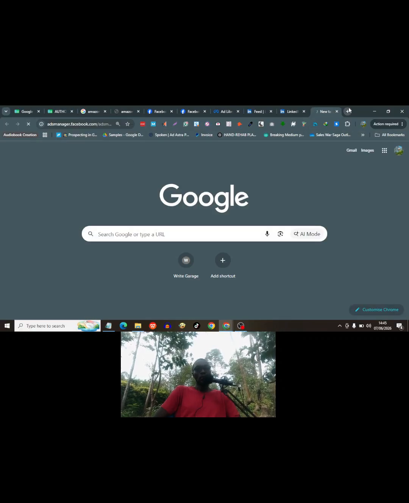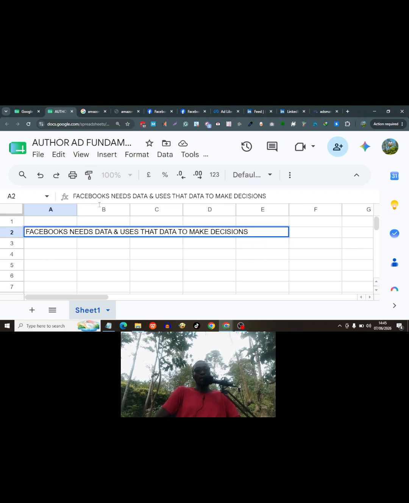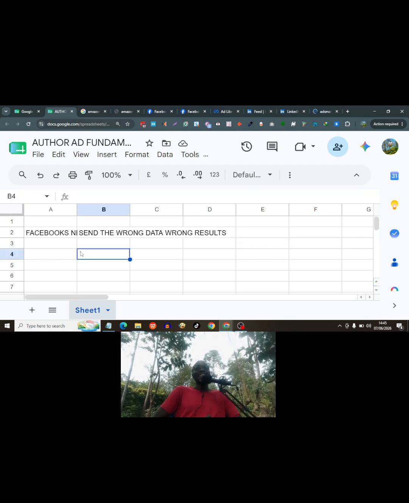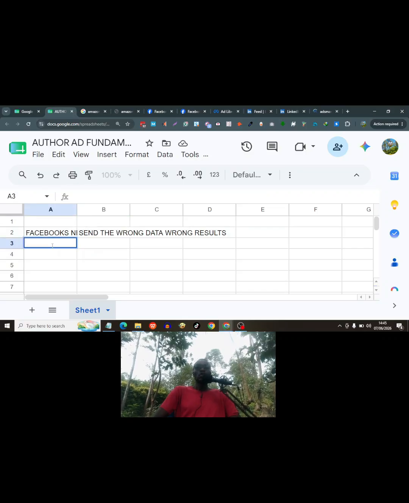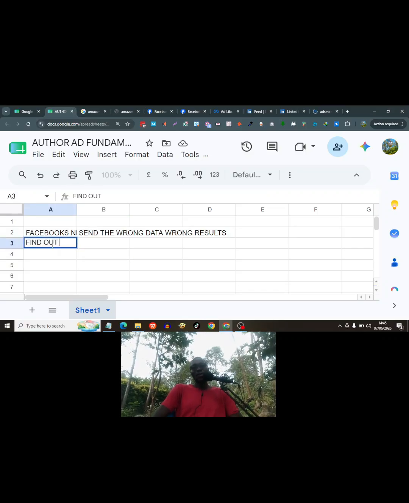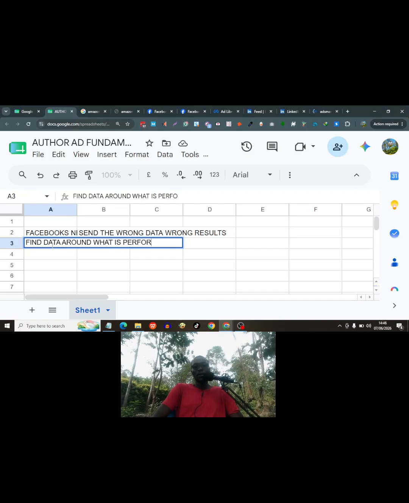Now let me go to the Facebook ads dashboard, and I'll show you how to approach that. Now if you see something is going wrong, your first instinct should be to find data. Facebook wants data, you also want data. Find data around what is performing and what is not performing.